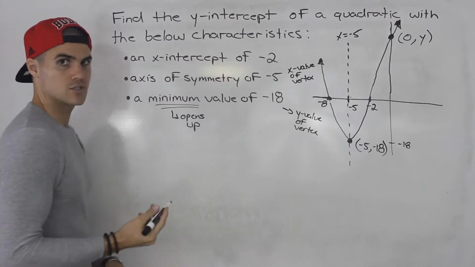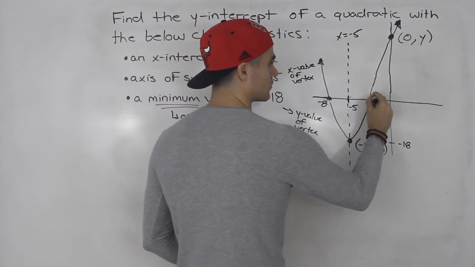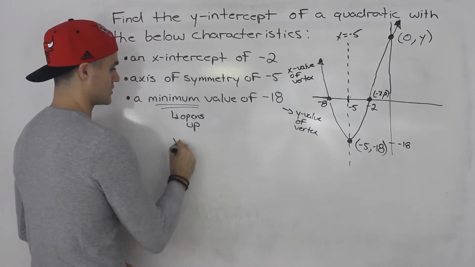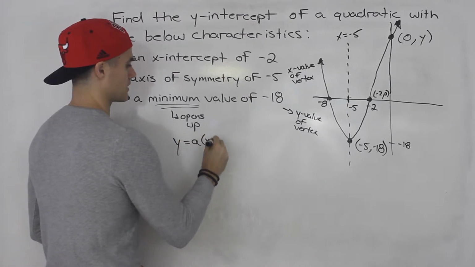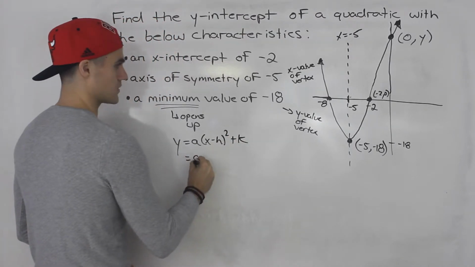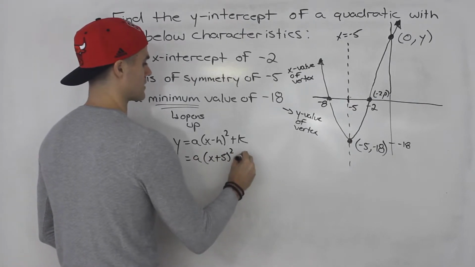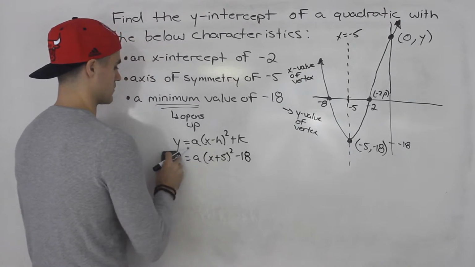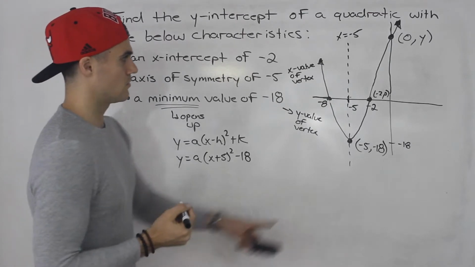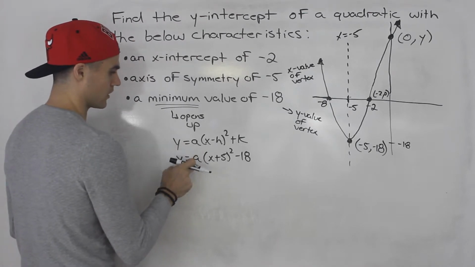So how can we get that? Well, we should get an equation. Because we're given the vertex and another point on the graph, (-2, 0), let's put this in vertex form. Vertex form is a(x minus h) squared plus k. The vertex is (-5, -18), so this is going to be x plus 5 squared, and this is going to be -18. And this is the y value right there.